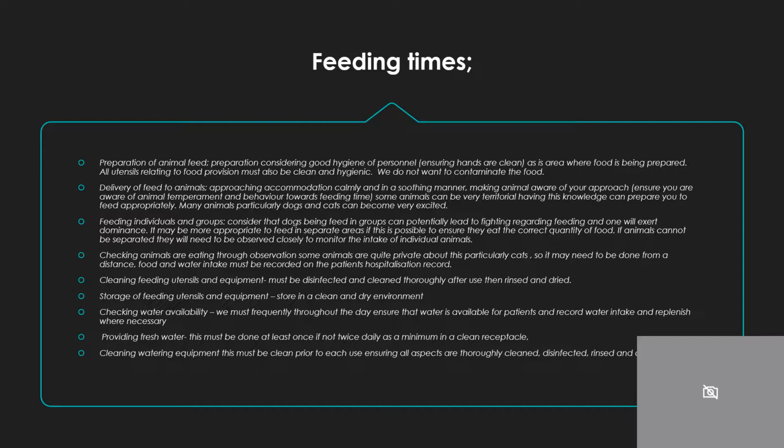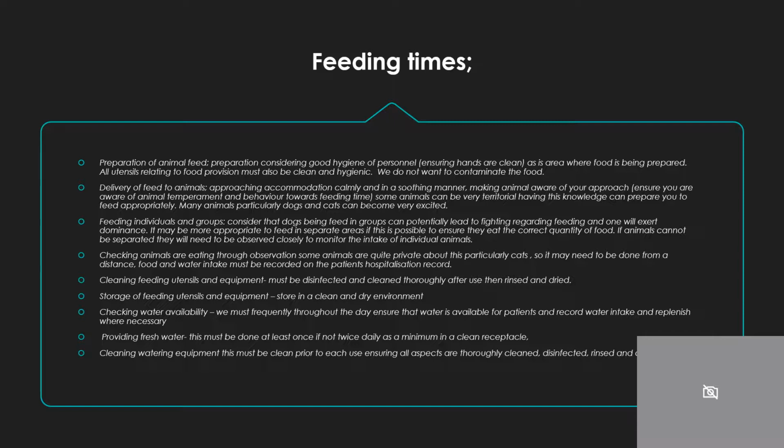And then how we actually deliver or provide the animals with the feed. We should approach the accommodation calmly and in a soothing manner. Make the animal aware of our approach and our presence. Also, prior to this, make sure that you are aware of the animal's temperament and behaviour towards feeding times. Some animals can have an aggressive tendency when it comes to feed and be quite territorial. So having knowledge of this can help you prepare that feed appropriately and also provide it to the animal safely. Many animals, particularly dogs and cats, can become very excited by it.